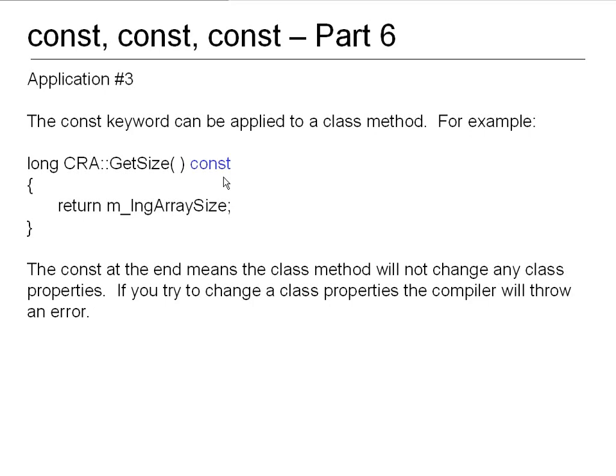Now this must go in both the declaration and the definition. Remember, declaration's the header file, definition's source file. Now the const at the end means the class method will not change any class properties. So if you try to change a class property, the compiler will throw an error.